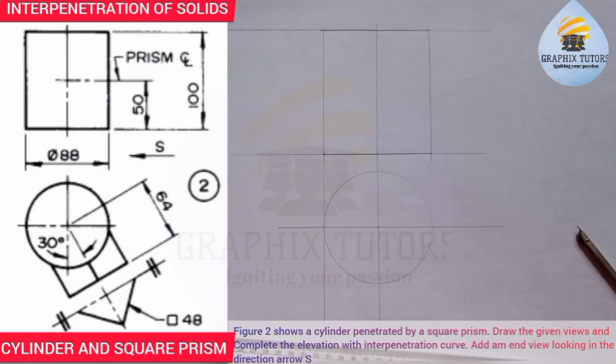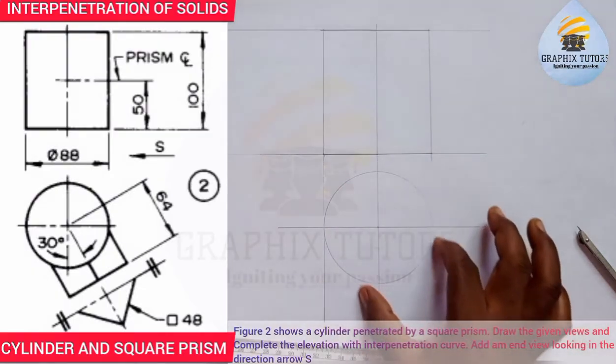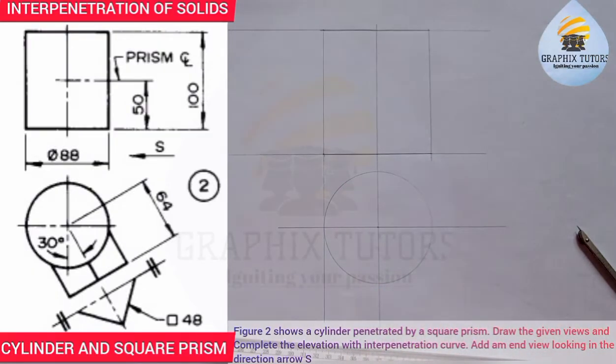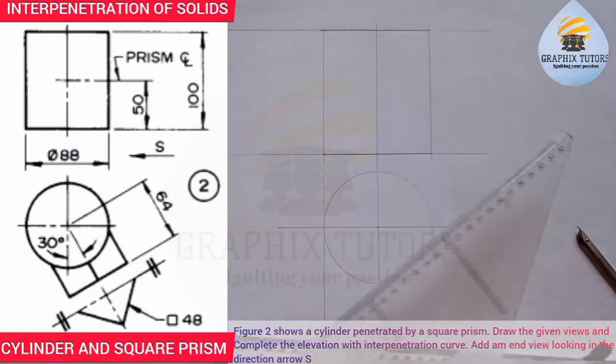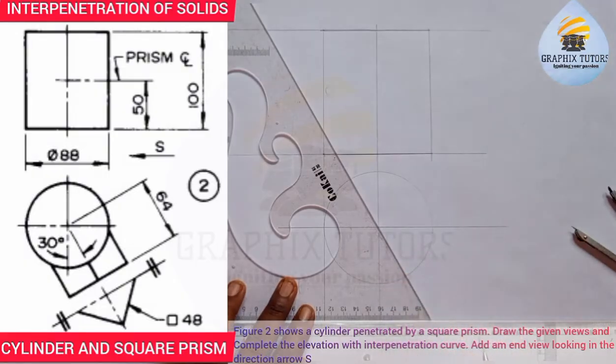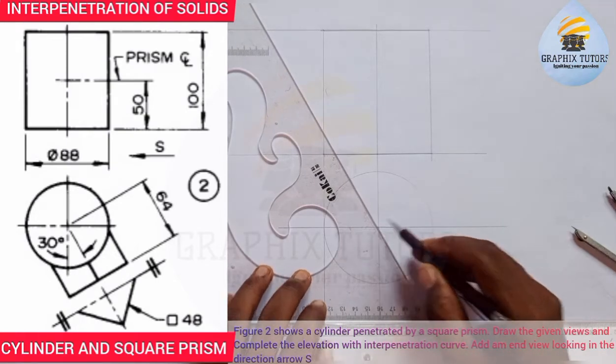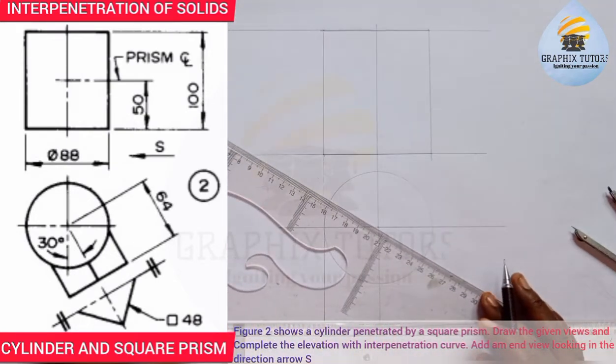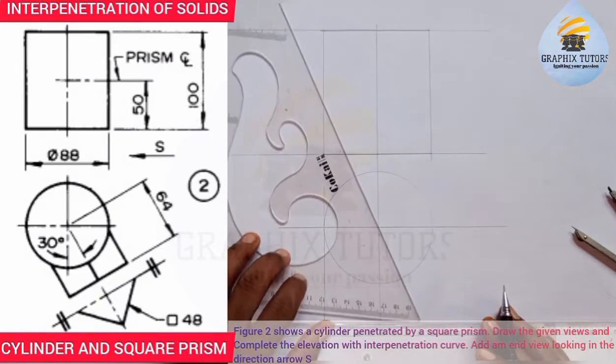Now from here, we're told that there's this line, the center line of the square prism that is penetrating the cylinder. The square is what is penetrating the cylinder, at an angle of 30 degrees to the vertical line. Since it's to the vertical, I'll just draw my line this way. Assuming it's to the horizontal, it will be like this. So don't get it twisted, but since it's to the vertical, it will be like this.